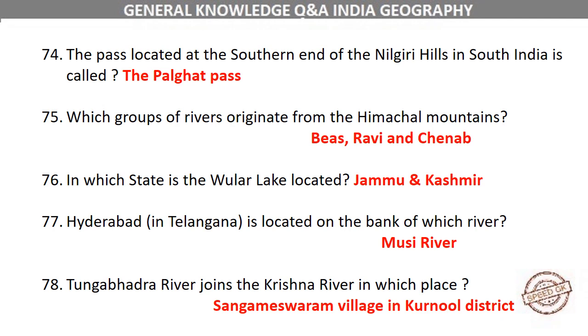Pass. Which group of rivers originate from the Himachal mountains? Beas, Ravi and Chenab. In which state is the Wular Lake located? Jammu Kashmir. Hyderabad, in Telangana, is located on the bank of which river? Musi River. Tungabhadra River joins the Krishna River in which place? Sangameshwaram village in Kurnool district.